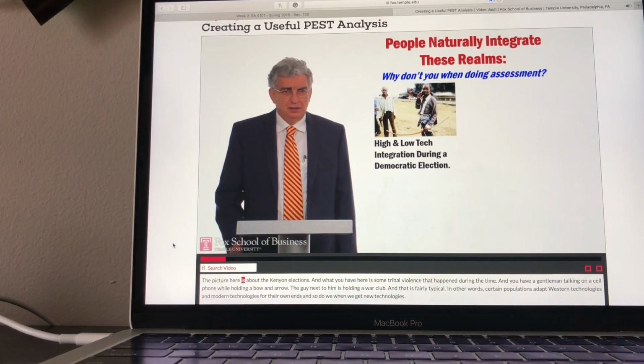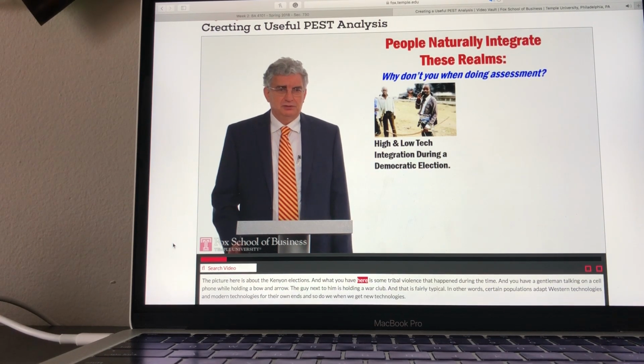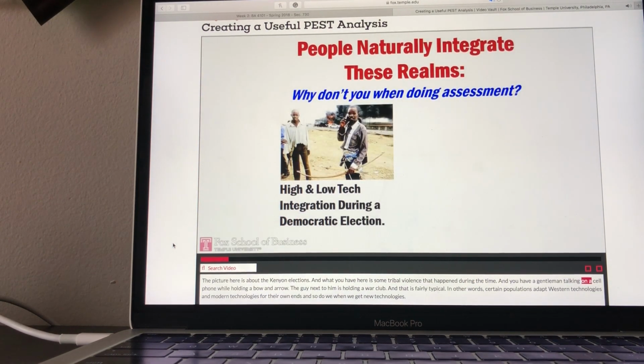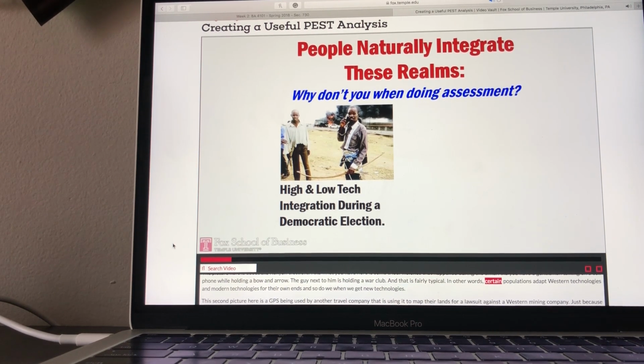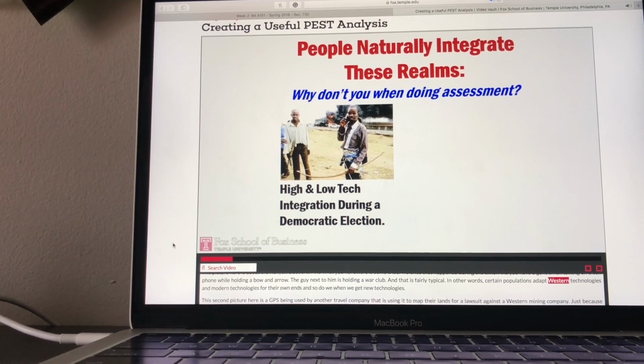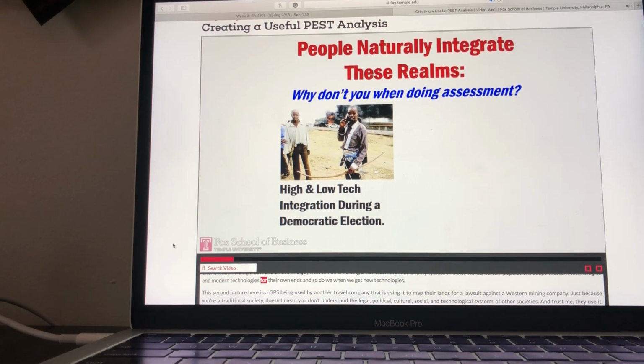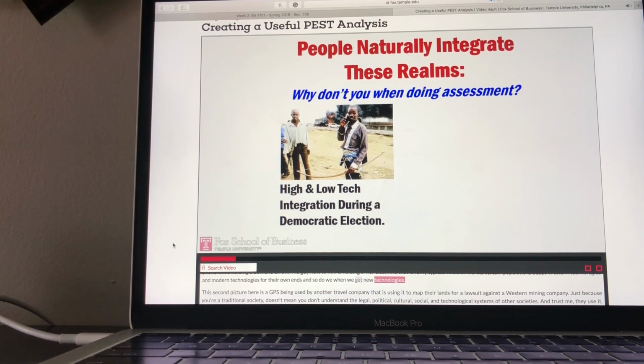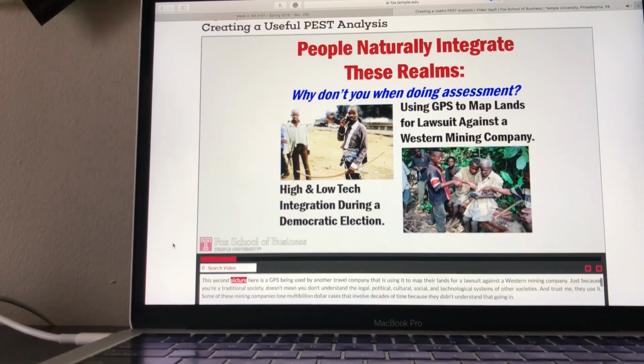The picture here is about the Kenyan elections, and what you have here is some tribal violence that happened during the time, and you have a gentleman talking on a cell phone while holding a bow and arrow. The guy next to him is holding a war club, and that is fairly typical. In other words, certain populations adopt Western technologies and modern technologies for their own ends, and so do we when we get new technologies.